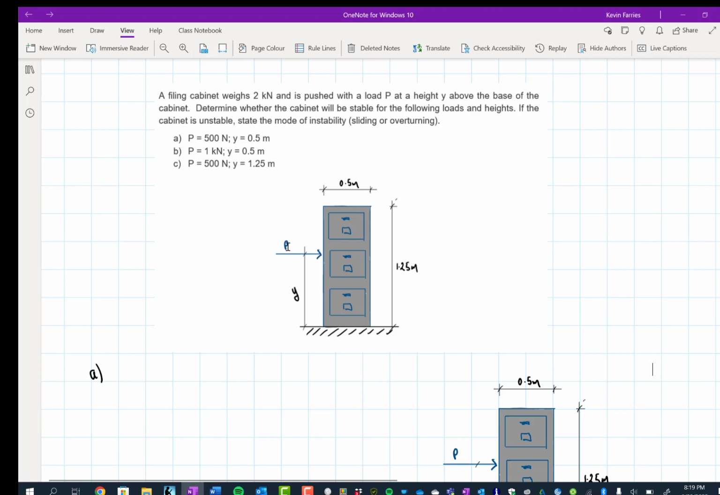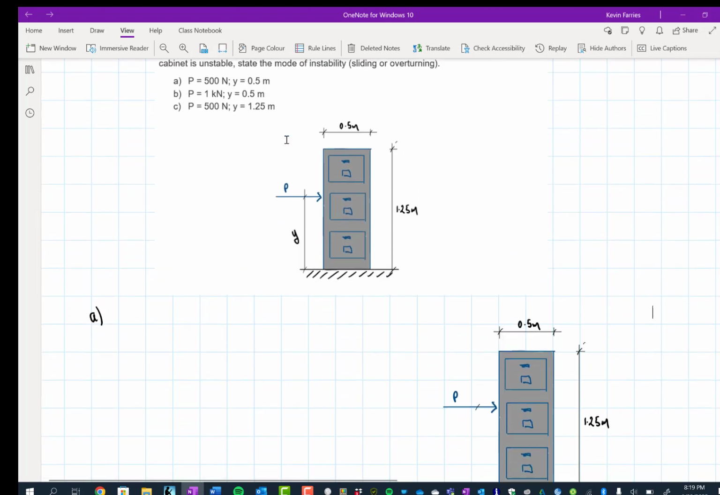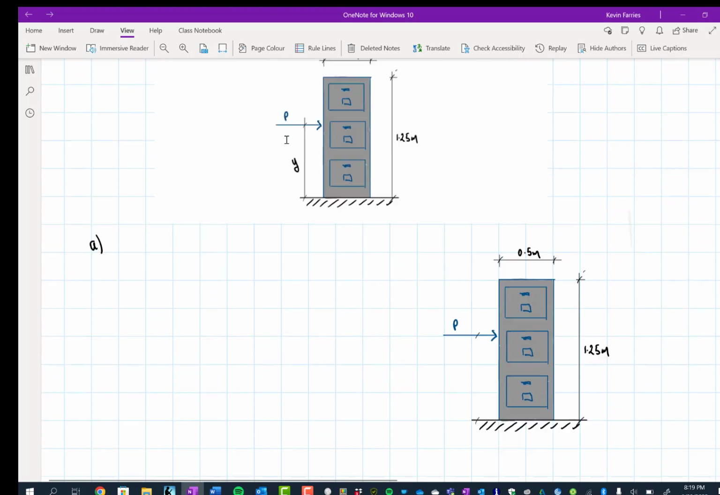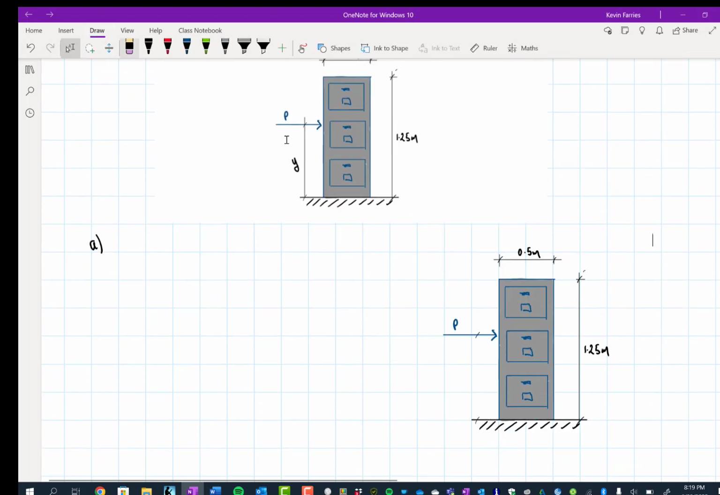And so it's getting pushed by a load P at a height Y above the base. And so we're going to try and find whether it's stable for some different loads at different heights applied at different heights above the ground, and see if it's stable or not. So we'll start with P is 500 newtons, Y is 0.5 meters. So let's just do a free body diagram first.